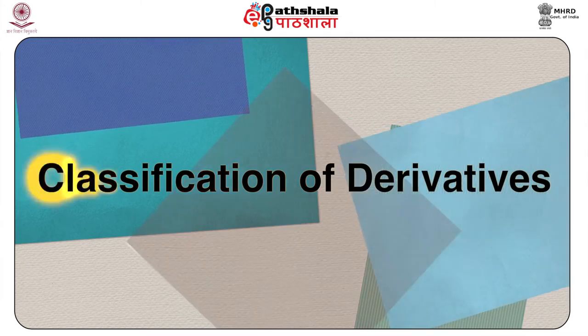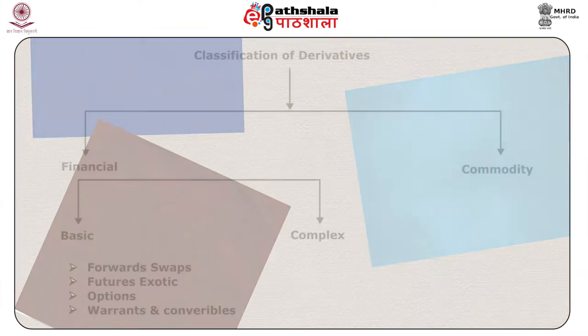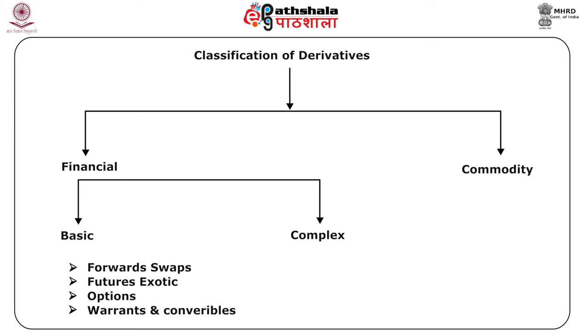Let us have a look at classification of the derivatives. These derivatives can be financial or commodity, which are further divided into basics and complex. And then we have forwards, swaps, futures, exotic options, warrants and convertibles. The distinction between financial and commodity derivatives is the difference in the underlying assets. In commodity derivatives, the underlying instrument is a commodity like wheat, cotton, sugar, pepper, turmeric, natural gas, gold, silver and so on. In a financial derivative, underlying assets are stock, T-bills, bonds, foreign exchange, stocks, indices, etc.